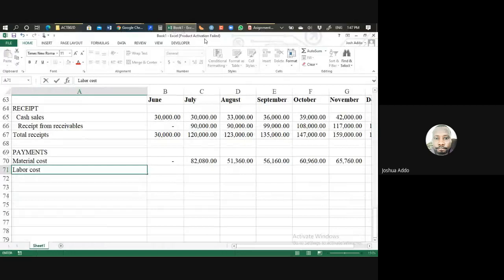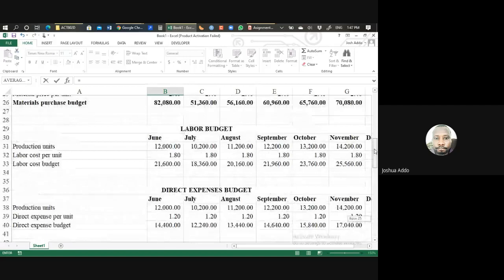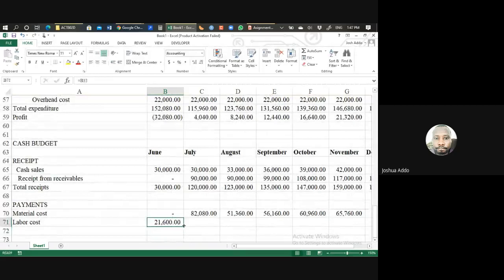So labor cost is the same for the month. June will be the same cost in June. So let's go to the labor budget. Yes. So June is June, July is July, and so on and so forth. So this is it.